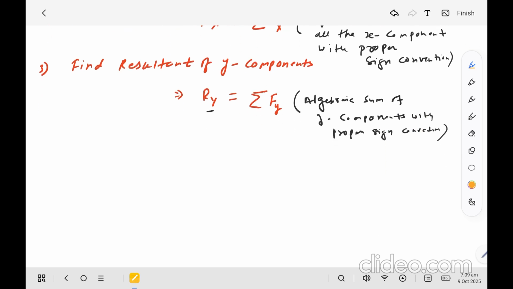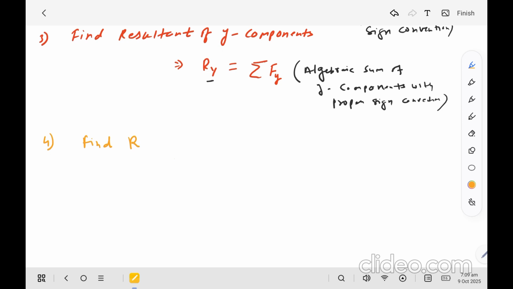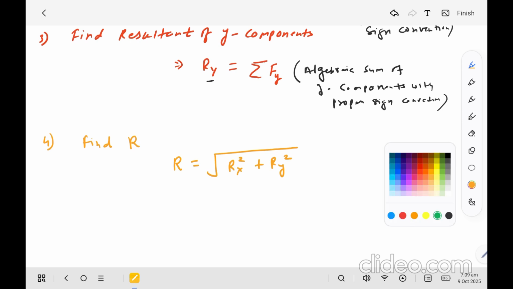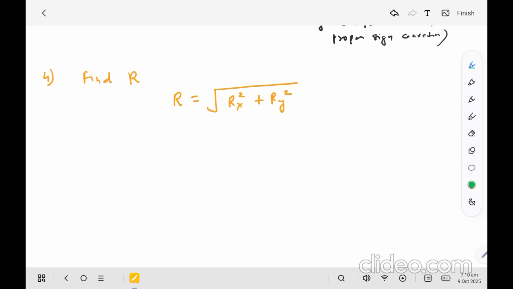Now, after finding Rx and Ry, we will find the magnitude of R. Okay, so if you know the components of any force, then it's easy to find the resultant of that force. This is nothing but square root of Rx square plus Ry square. Okay, so now we know the magnitude of the resultant of a general force system.